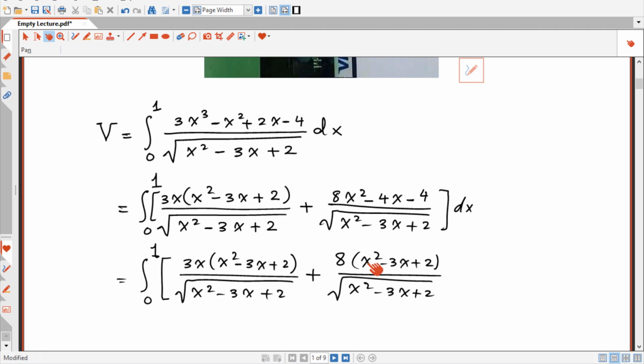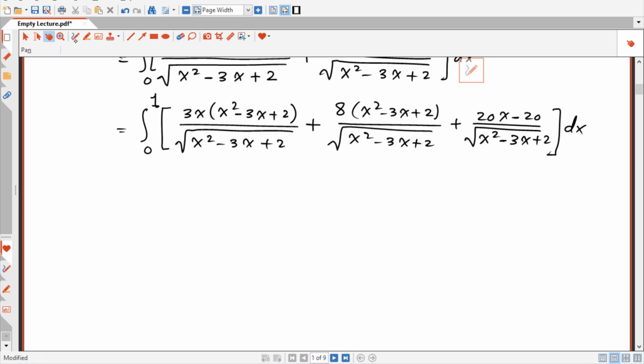So we have 8 times x squared, that's 8x squared, that is there. 8 times minus 3x is minus 24x. To make it minus 4x, we have to add 20x. Then we have 8 times 2, that's 16. To make it minus 4, we have to subtract 20. So minus 20, divided by the square root of x squared minus 3x plus 2, and we close the bracket, dx.